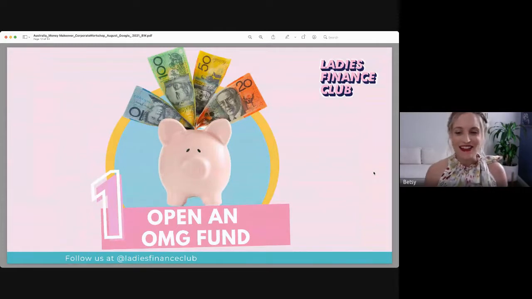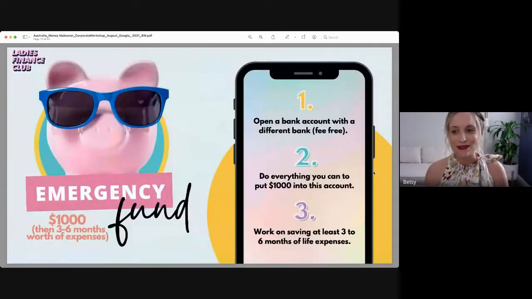Okay, so dive in. Step number one, as the CFO of your life, is you want to make sure that you have an OMG fund. Oh my gosh, fund. Now, there's lots of different names that you can call your OMG fund. Some call it rainy day fund, the emergency fund. I've heard it be called the FR fund. You know what? Name it whatever you like. It's your money, but just make sure that you have one and that it inspires you.